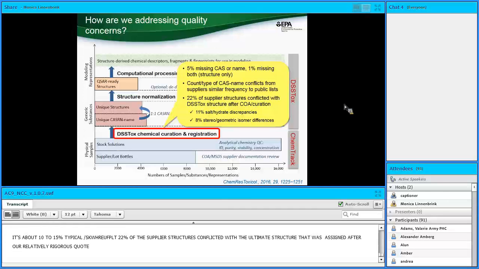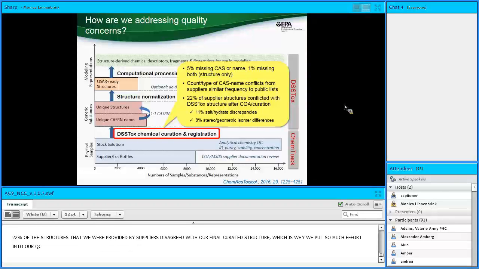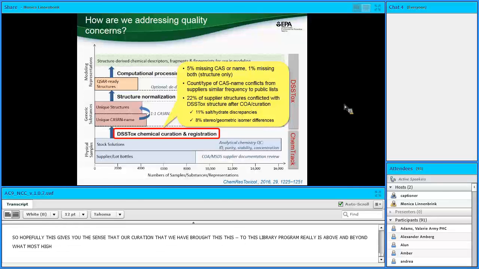22% of the structures that we were provided by suppliers disagreed with our final curated structure, which is why we put so much effort into our QC. 11% of these were salt hydrate discrepancies, which we kind of expected. 8% were stereo differences. So hopefully this gives you the sense that our curation that we brought to this library and to this program really is above and beyond what most high-throughput testing programs are doing, and we really feel that it's necessary and it adds to the integrity of the program.